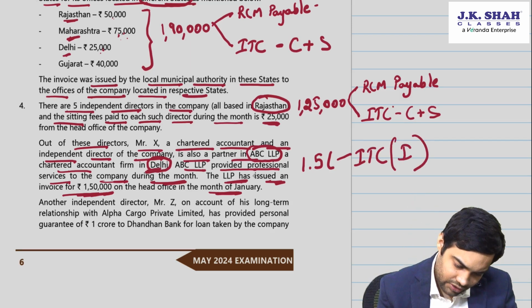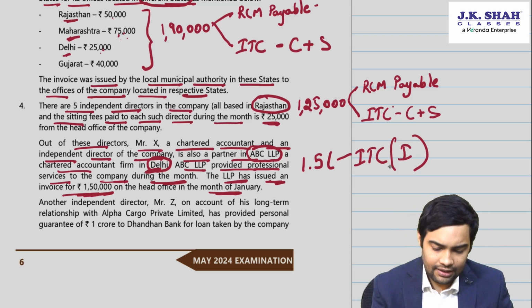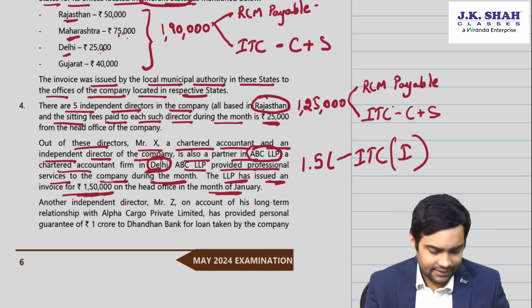They have issued to the head office. Head office, where is our head office? Head office is in Rajasthan. So the ITC will be IGST.